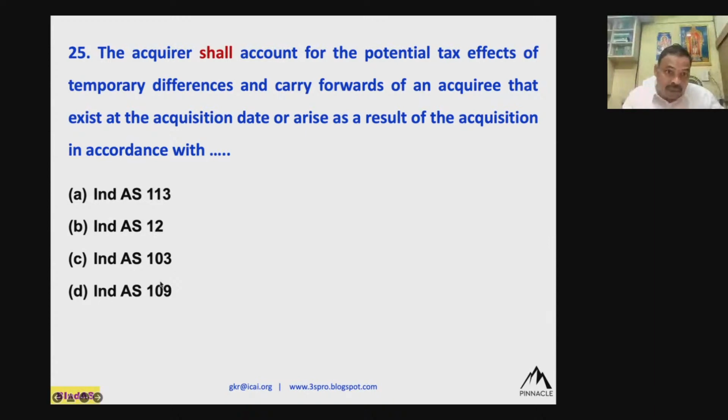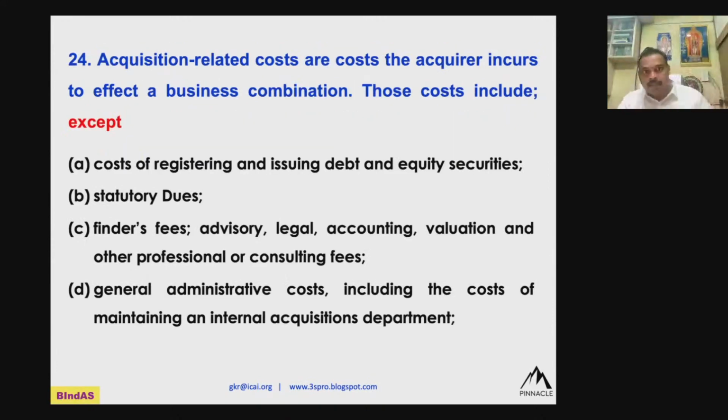So you need to know all this. You know 113 is fair value, 103 is business combination, 109 is financial instruments, 12 is income taxes. So as per 12 only you have to do it. So how is this one standard connected with so many standards? Please understand that. Acquisition related cost, one more question.